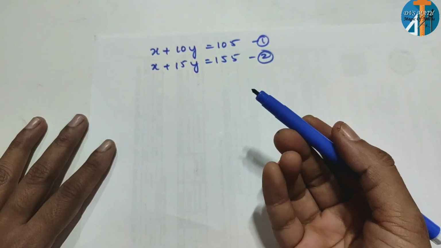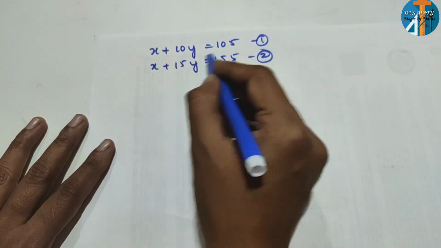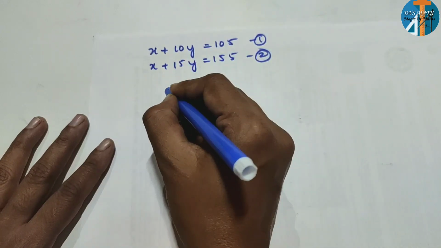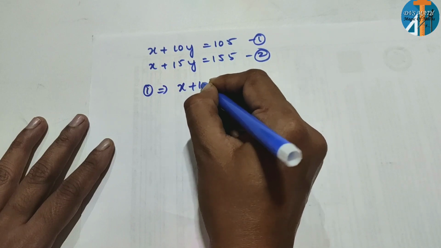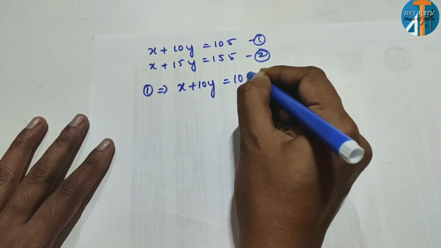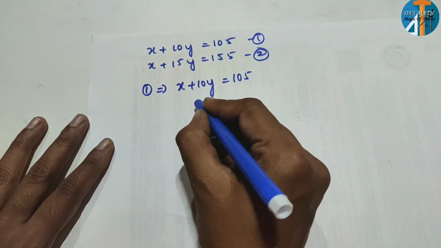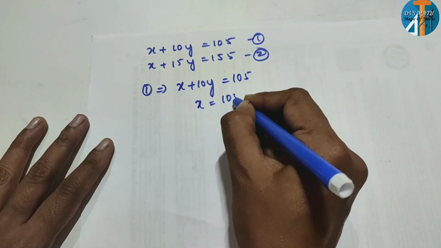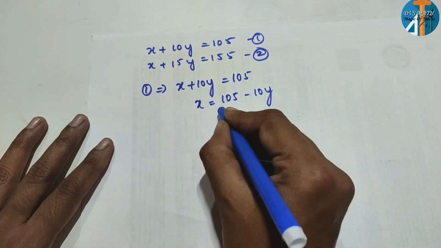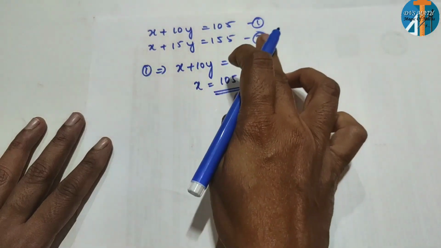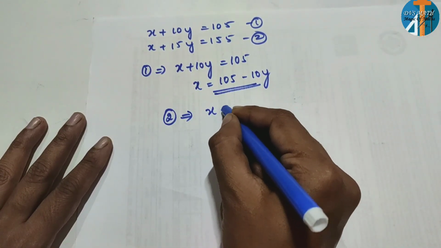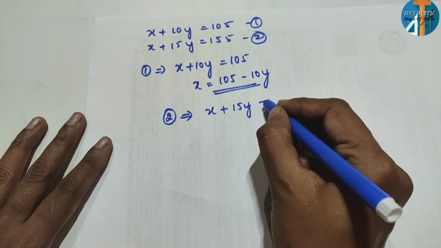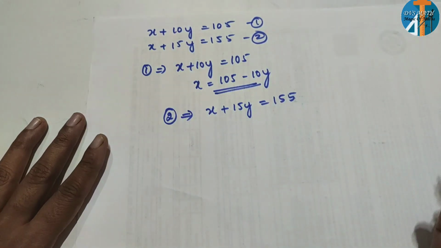Okay, now let us take any one equation and let us convert this. So let us take the first equation. The first equation is X plus 10Y is equal to 105. So let X be as it is. X is equal to 105 minus 10Y. So we got X now. So let us consider the second equation. The second equation is X plus 15Y is equal to 155.